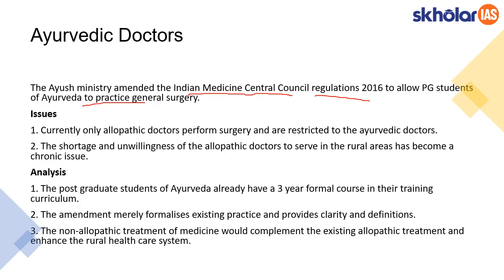The reason for the government to come up with this amendment is two things basically. One is currently only allopathic doctors are allowed to perform surgery and Ayurvedic doctors are not. They are restricted. And second thing is there is shortage and unwillingness of allopathic doctors to serve in rural areas. So there is a shortage of doctors in rural areas as well. These two reasons have pushed the government, Ayush Ministry in particular, to go for this amendment. Now let's see the pros and cons of this amendment.